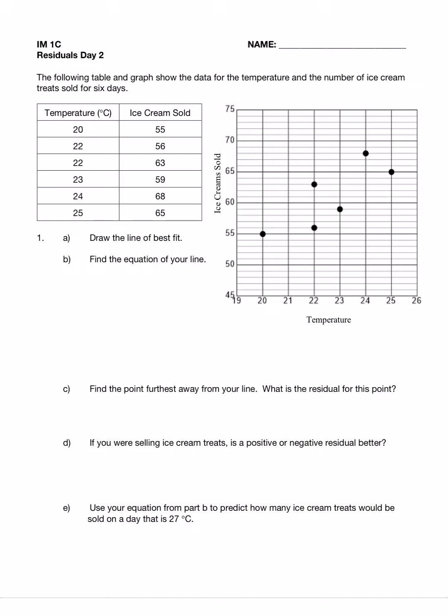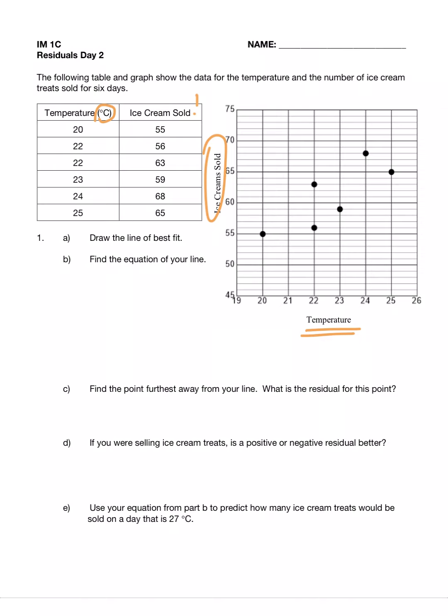So if you go into your packet, you'll find this worksheet that you're seeing on your screen, and you can read that it's talking about the temperature in Celsius. That's going to be over on the bottom, along with the number of ice creams sold over here on the left-hand side. All right, so it says for part A, draw the line of best fit.